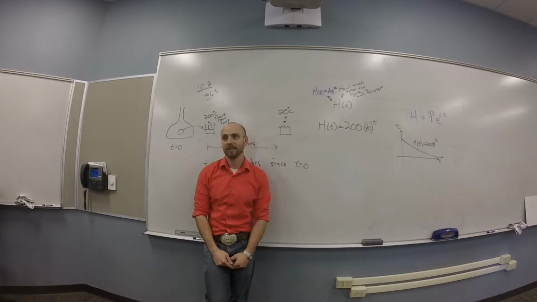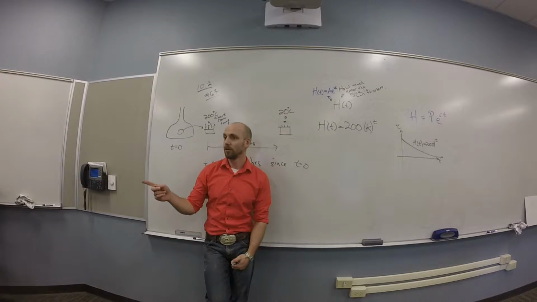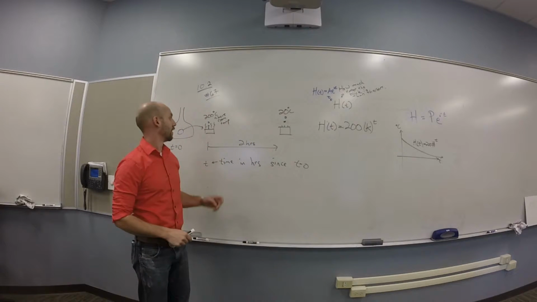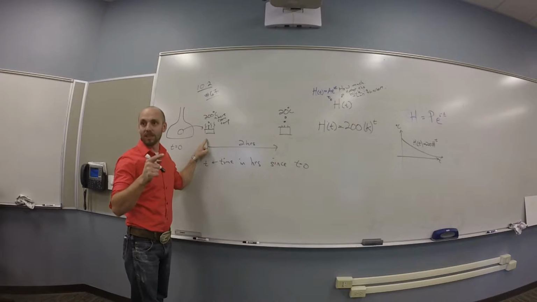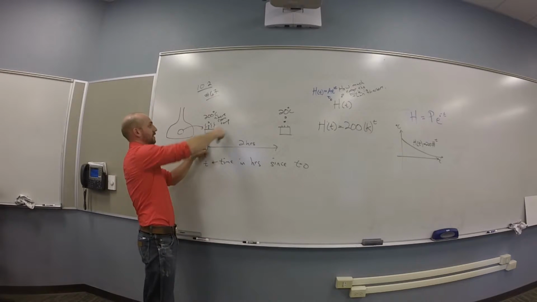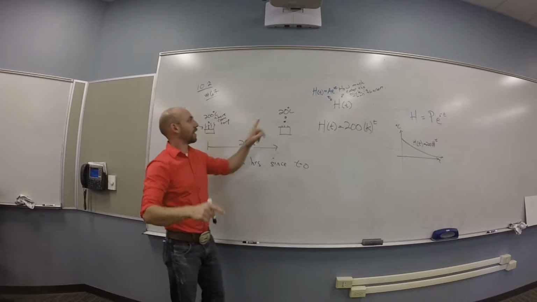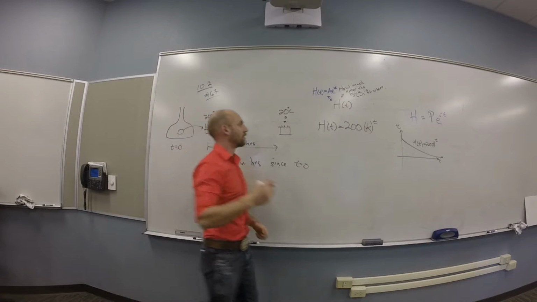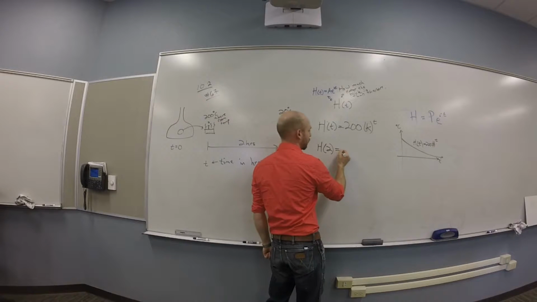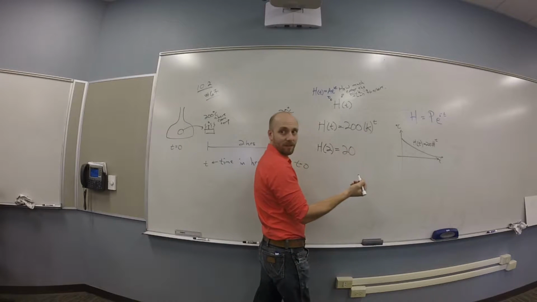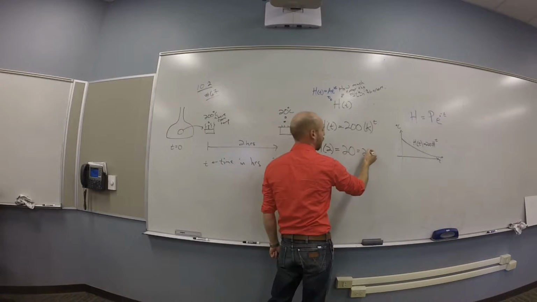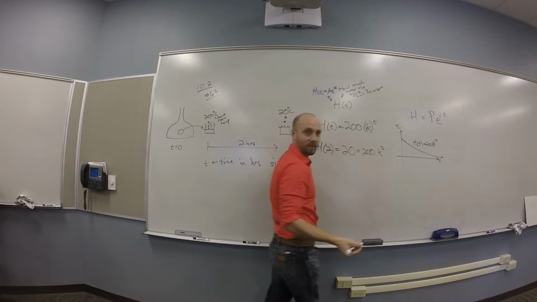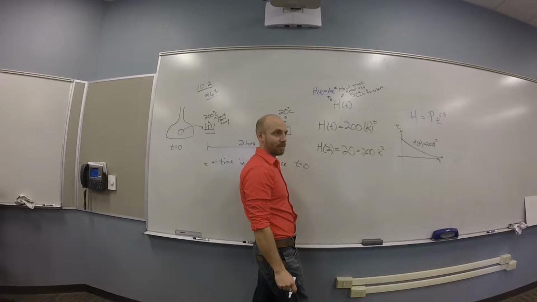How do I find out what k is? What do I know about this thing? I know that at the beginning, when I plug in 0, I better get 200 out. That's this. And when I plug in 2, I better get 20 out. You guys all see that? So h of 2 should be 20. But h of 2 is something else. It's 200 k squared. You guys see that? So what's k?